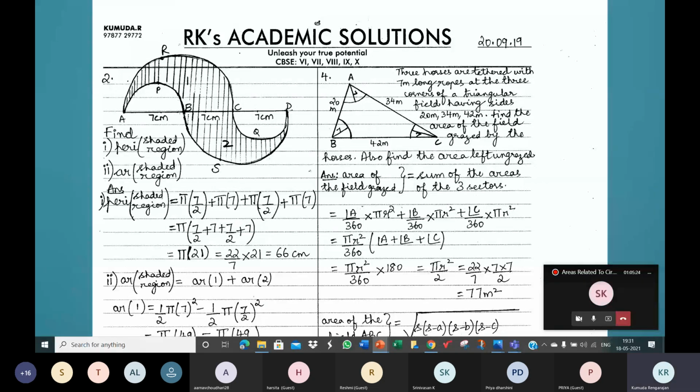Now to find the area ungrazed, we need to find the area of the triangle. From the area of the triangle, if you take away the area grazed, you will get the area ungrazed. The area ungrazed is this region in the middle.